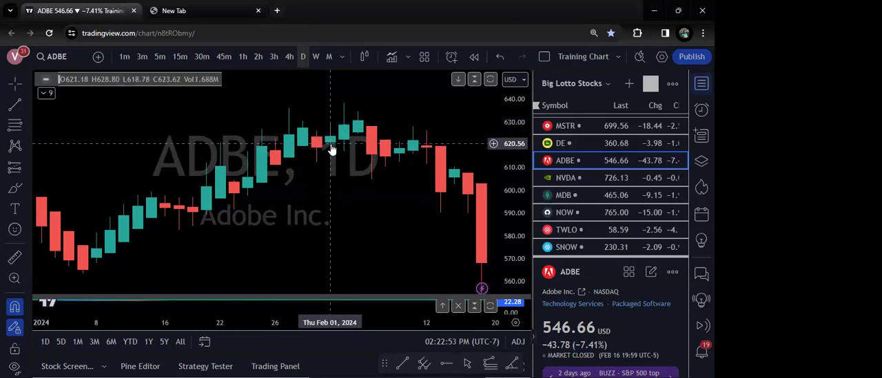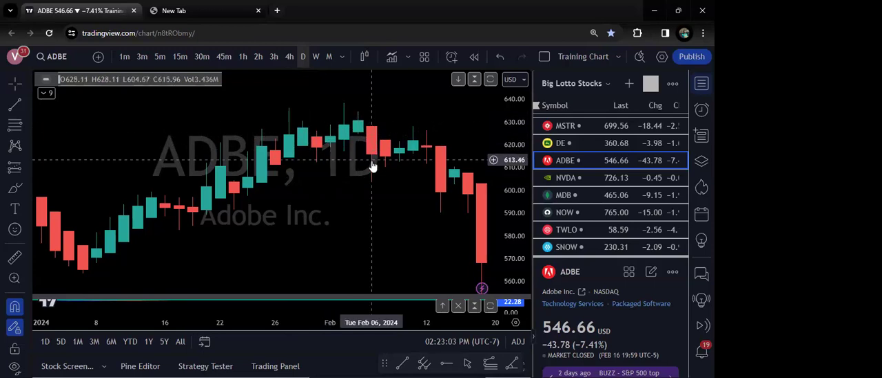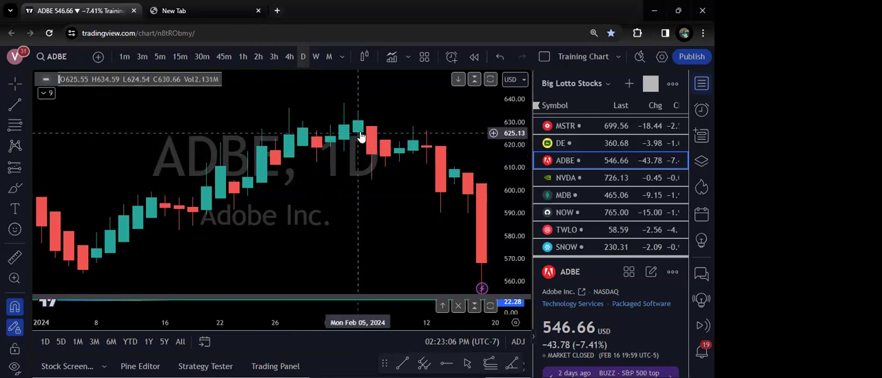But the next day we have a green candle and it's still indecision, still indecision, still indecision. Then we had a change of character. And where did it close? Lower than this. So this one is a viable change of character. Why? Because it closed below this.